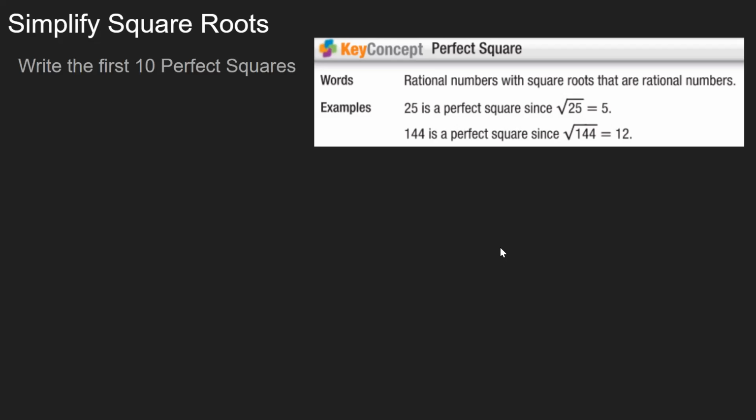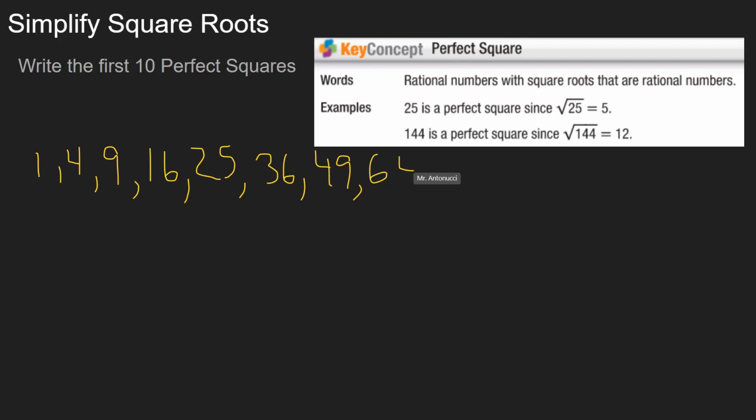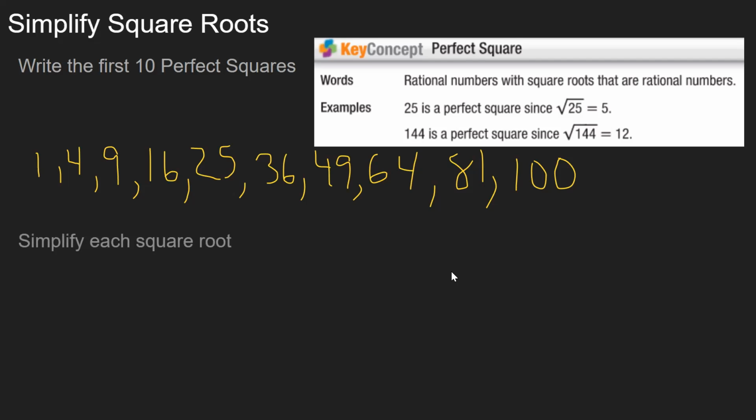So if we want to think about this, the first several perfect squares, we're going to write out the first 10. So if we just start with 1 and go up by the integers, 1 squared is 1, 2 squared is 4, 3 squared is 9, 4 squared is 16, 5 squared is 25, 6 squared is 36, 7 squared is 49, 8 squared is 64, 9 squared is 81, and 10 squared is 100. There's your first 10 perfect squares. So square root of 100 is 10, square root of 81 is 9, square root of 64 is 8, and so forth and so on. This is helpful when we want to simplify square roots.